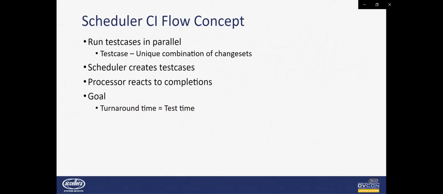And the goal of all this was that our turnaround time would be equal to our test time, no matter the state of the queue. You can have a high fail rate, a low fail rate, a large amount of turn-ins, a low amount of turn-ins, and you should always have a turnaround time that is equal to your test time for passing. And for failing, it should always be less than your test time.